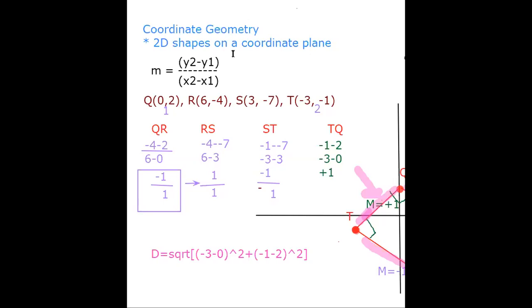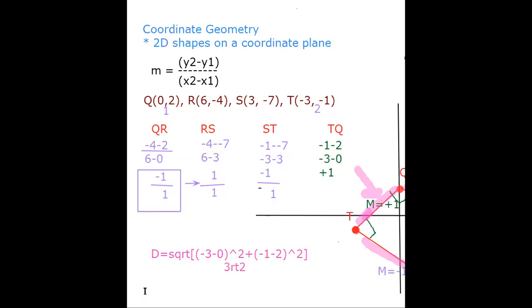Now we could compare that. I'm just going to look at my points and make sure. -3 minus 0, -1 minus 2, -3 minus 0, -1 minus 2. Yes. So 3 root 2 is what I got for that one. Now let's do the other one.